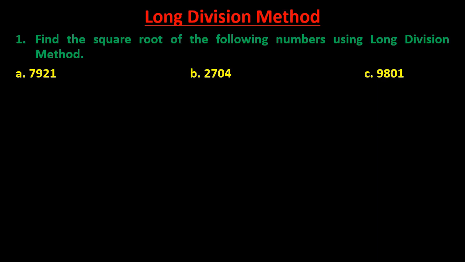Using this long division method, we can easily find the square root of very large numbers also. Now let me explain this long division method by solving a few examples. Here I have taken three numbers whose square root is to be found. In this part of the video, I have taken very small numbers so that it is easy for you to understand, and then in the next part of the video, we will try to solve larger numbers using the long division method.